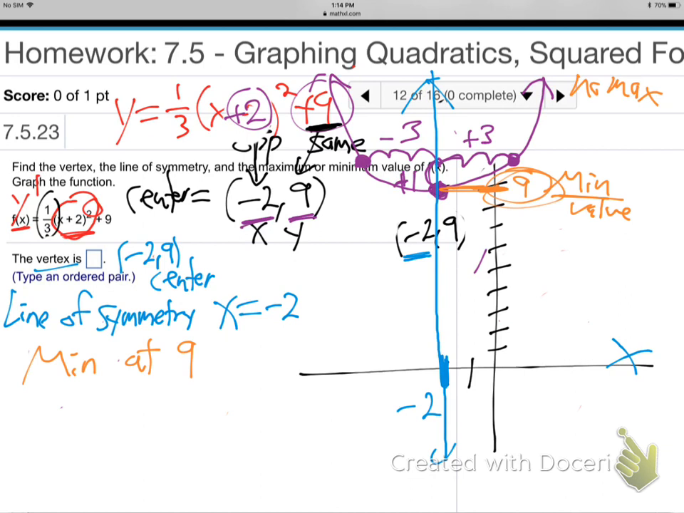So basically, every one of these questions, this is why this will be like a 10-minute homework assignment for you. You'll just look at the parentheses, you'll go opposite same, you'll write that down, you look in the front slope, up 1 over 3, and then you'll go, okay, line of symmetry, whatever the x value is, every time. Next question, whatever the y value is, every time. Just like that, because that's everything. The center's everything.